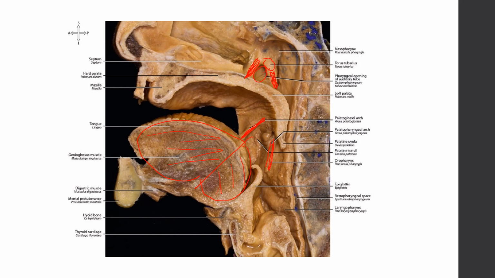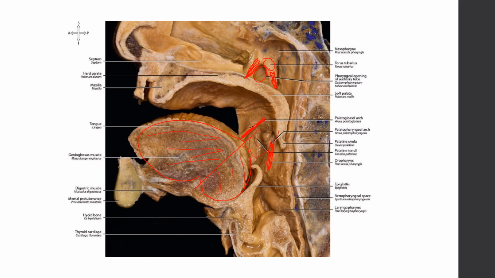The palatoglossal arch is made by the palatoglossus muscle. The palatopharyngeal arch is made by the palatopharyngeus muscle. Between these two arches is the tonsillar bed, and within the tonsillar bed is the palatine tonsil.